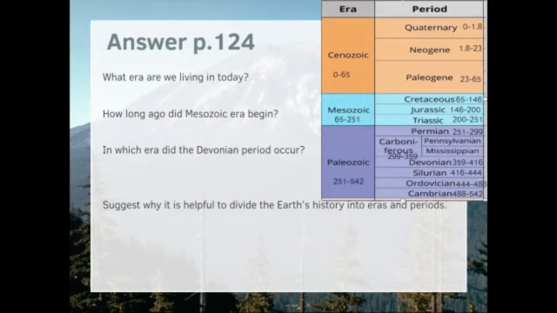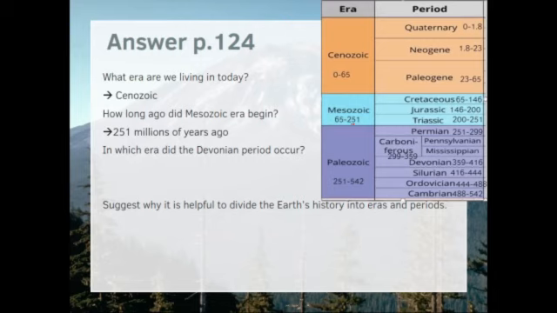Let's answer some questions. What era are we living in today? For sure it will be Cenozoic, because zero means till now. Zero means now, okay? The present. How long ago did the Mesozoic era begin? How long ago did it start? For sure it will be 251 million years ago.